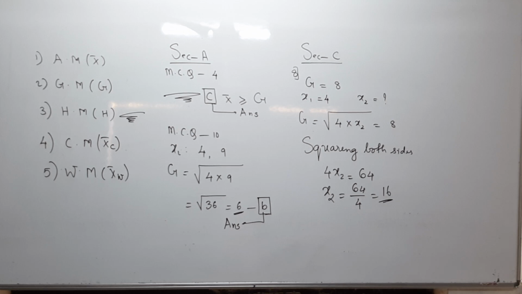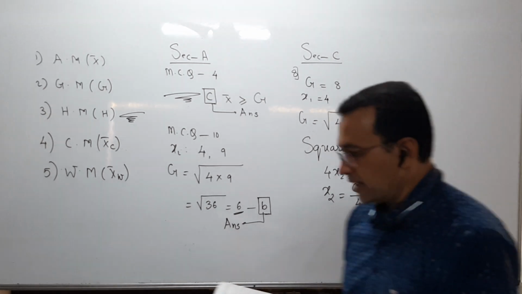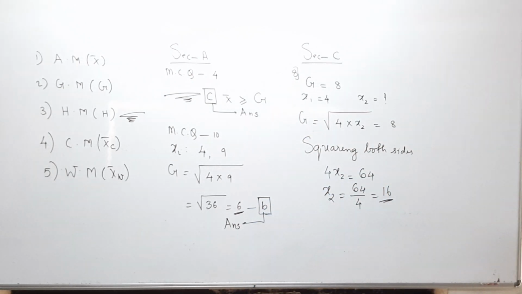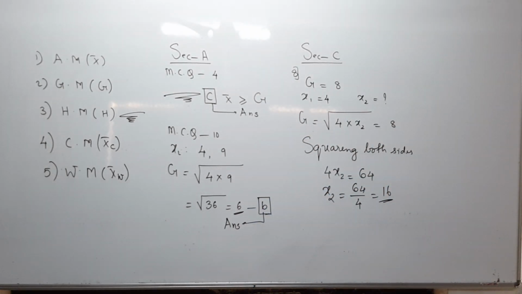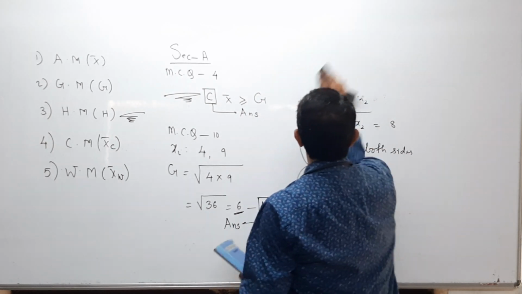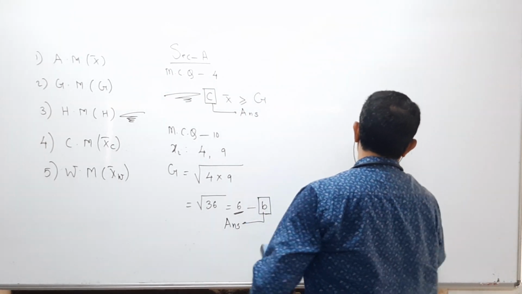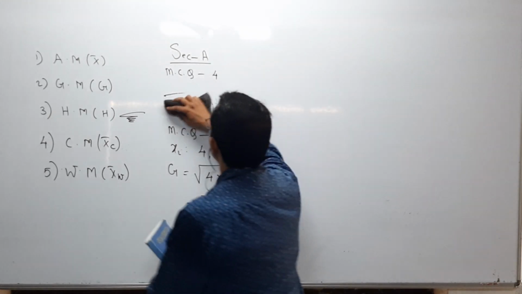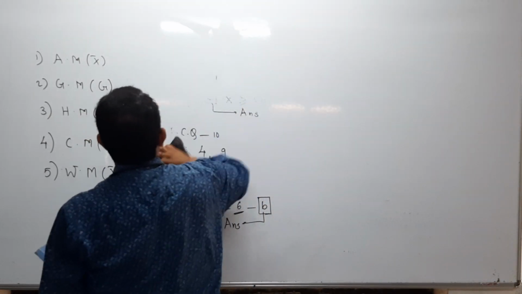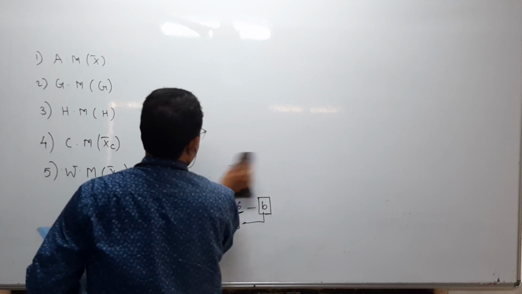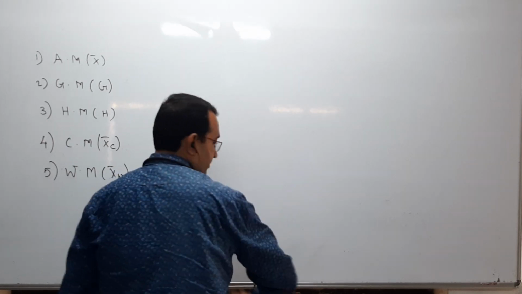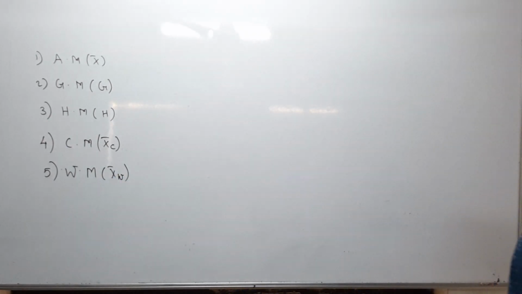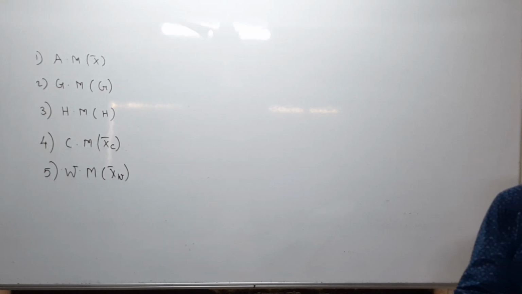Now, students, after that, section D, sum number 7. Now we are doing section D, sum number 7. Okay, students, now all of you pay attention. I think practically this is the last sum of geometric mean.